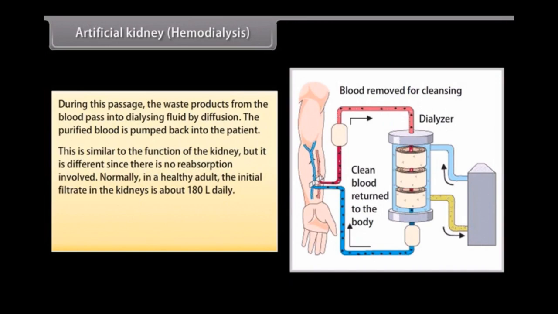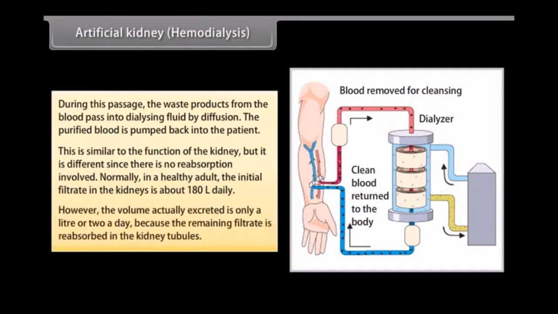Normally, in a healthy adult, the initial filtrate in the kidneys is about 180 liters daily. However, the volume actually excreted is only a liter or 2 a day because the remaining filtrate is reabsorbed in the kidney's tubules.